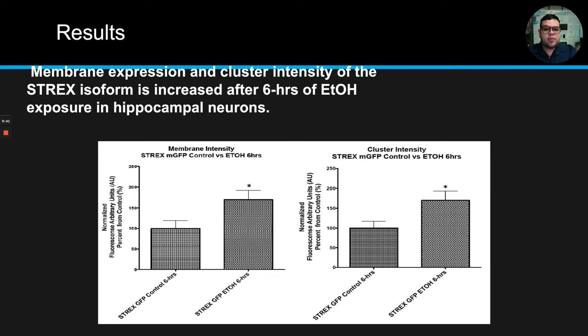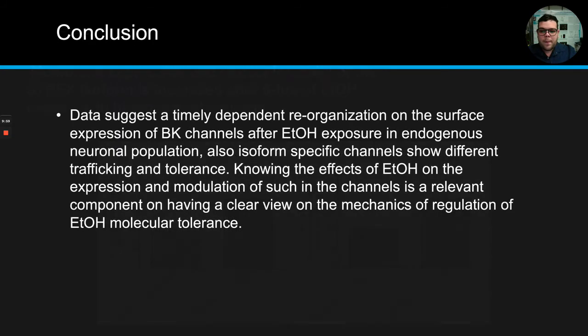This supports the mechanism that the alcohol-sensitive isoform is going to be internalized, leaving us with a non-sensitive isoform expressed in the membrane of our cells. So in conclusion, the data suggests a time-dependent reorganization on the surface of the membranes, and it's going to be isoform specific for the BK channels and the exposure to ethanol.